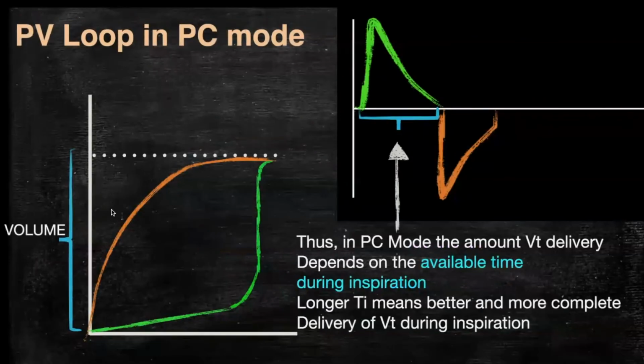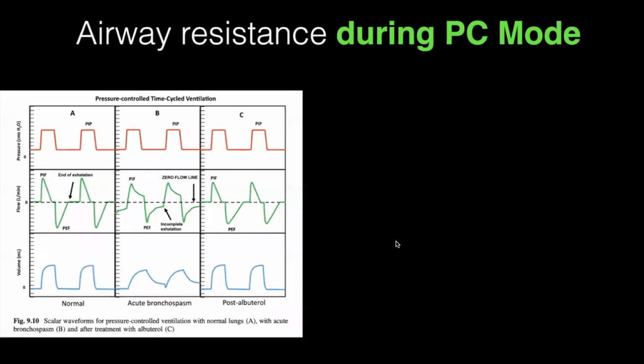Coming to the pressure volume loop, which you see in pressure control mode, we see that in pressure control mode you have a decelerating flow, and you need to provide sufficient time constant or I time, because if you don't apply that, the tidal volume will not be delivered properly. So in PC mode, the amount of tidal volume depends upon the available time because there is a decelerating flow, and that is why you need to have sufficiently long I time.